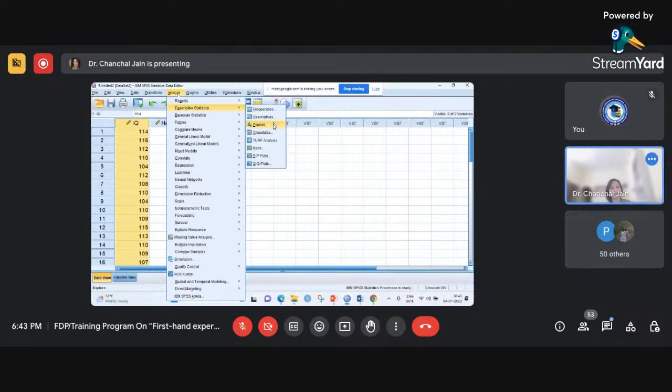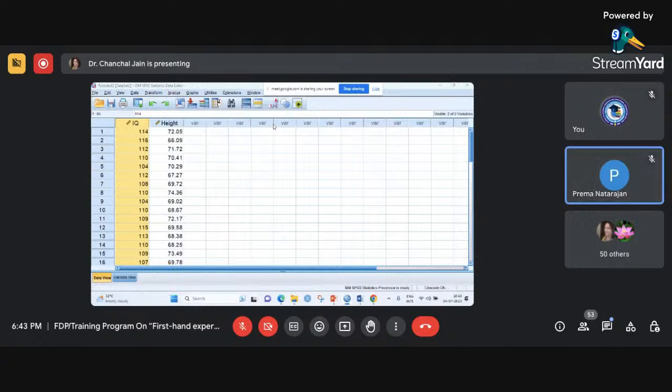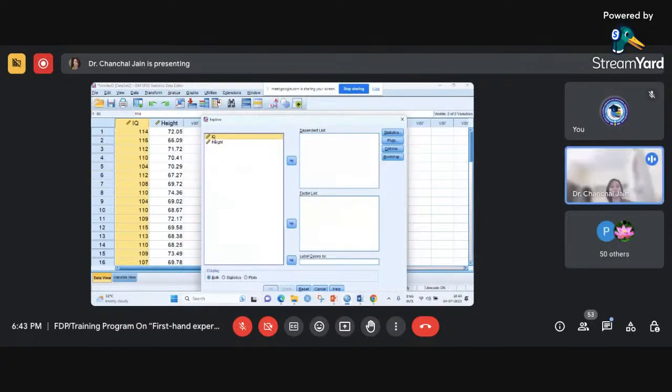May I click? Yes, ma'am. You can click this. Then you can shift your IQ variable from the left box to the right box using the arrow key. Means you need to shift your variable in the dependent list box. Is it done?